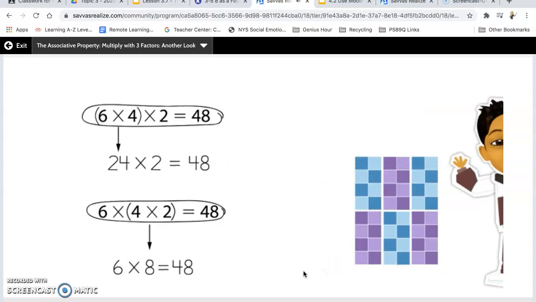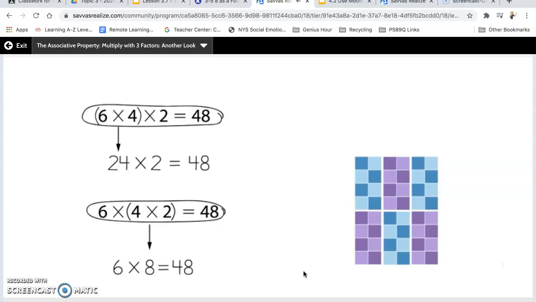I'm going to go try it out some more. I like that idea. You can never get too much multiplication practice. See you next time.